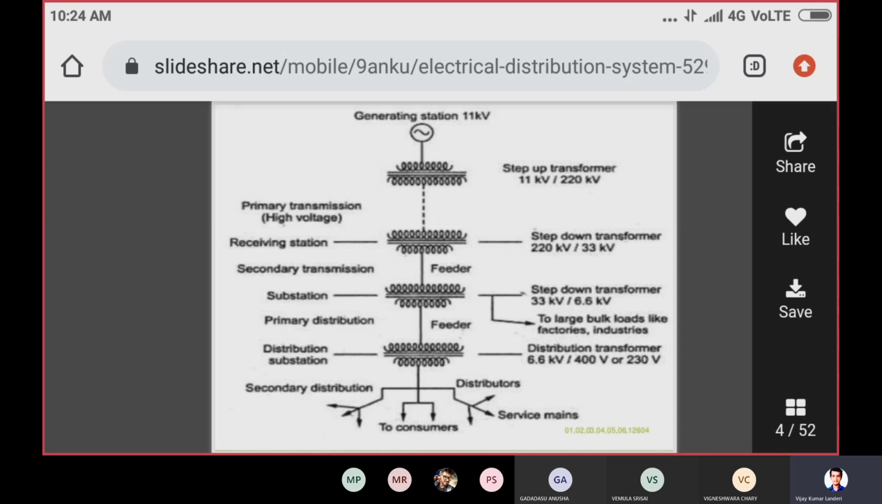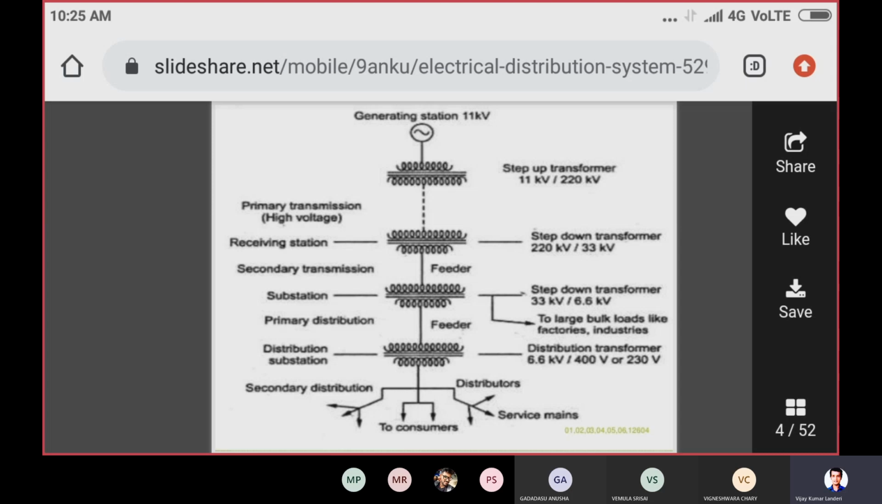So this 6.6 kV, if you observe, some industries will require very high amounts of voltage. So for those industries, the 6.6 kV voltage is directly given. That's why we have mentioned it there: to large or bulk loads like factories or industries. So whichever large loads or bulk loads are there.